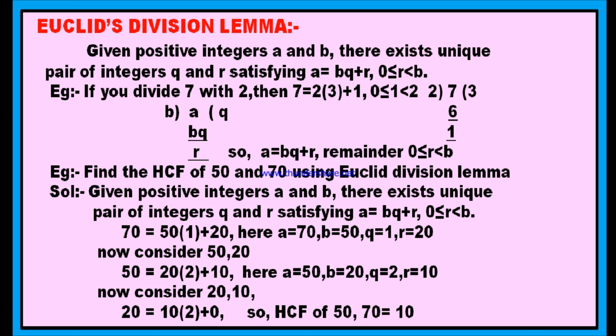Since the remainder is 0, what is the divisor at the step of getting 0 in the remainder place? The divisor is 10. Since the divisor is 10, the HCF of 50 and 70 is equal to 10. In this process, you have to find the HCF of two numbers using Euclid's division lemma. And we will learn some more questions from the exercises of the chapter Real Numbers in the next video.